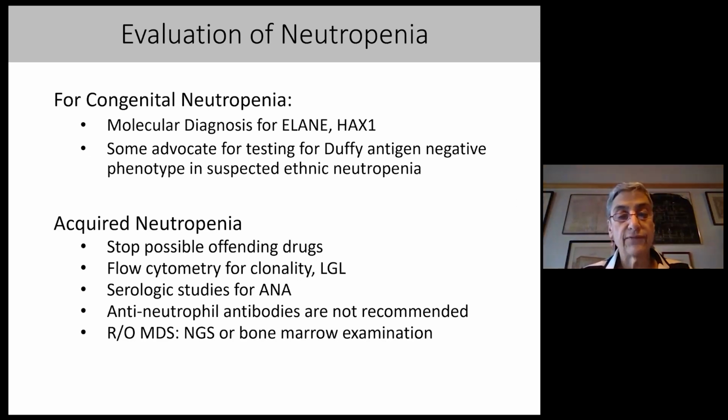And finally, if the neutropenia is new and other obvious offenders are not identified, I think the patient needs to be ruled out for myelodysplastic syndrome, either using next generation sequencing approaches or bone marrow examination.